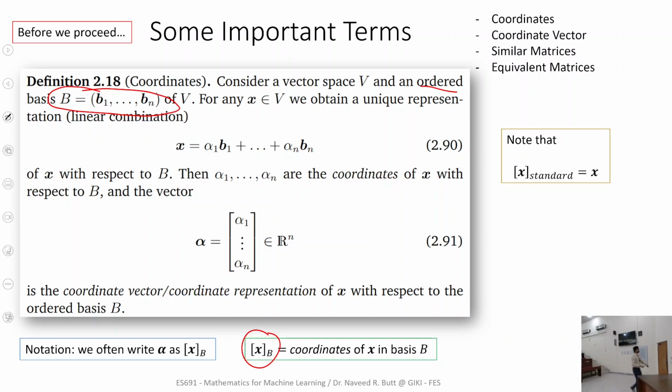If you make this Bn and this B1, the vector will be reversed, which is fine. Still it will represent the same vector, but with respect to a different ordered basis. So I'll use this notation from time to time in my slides. When you see this, what am I talking about? I'm talking about this vector x represented in B. So coordinates of x in basis B.